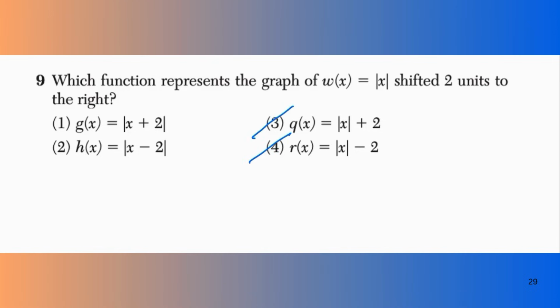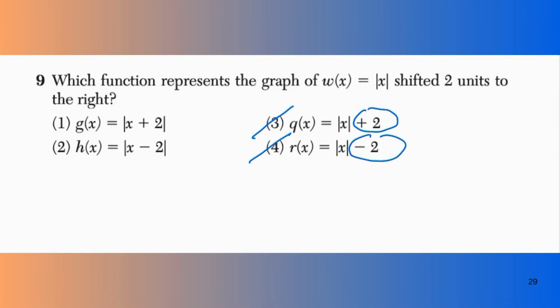So 3 and 4 are out because 3 and 4 are vertical shifts. This would make us go 2 units up, and this would make us go 2 units down. Again, because it's outside of the absolute value bars. The shifts of positive 2 and negative 2 over here, because they're inside the absolute value bars, those are going to make the function move left and right.